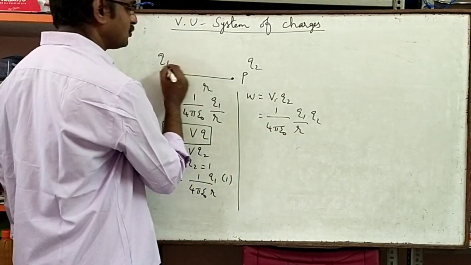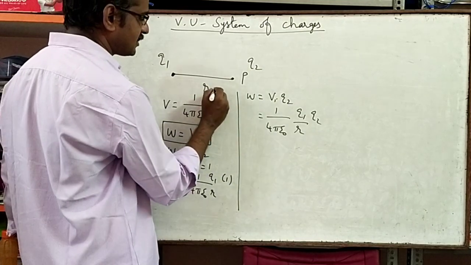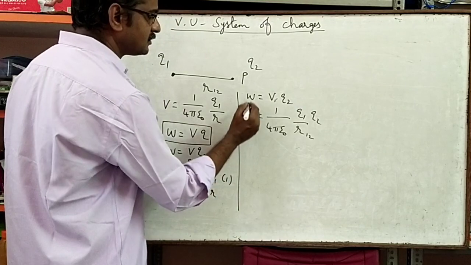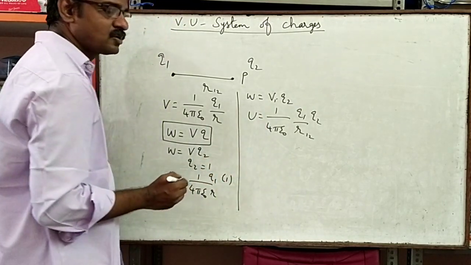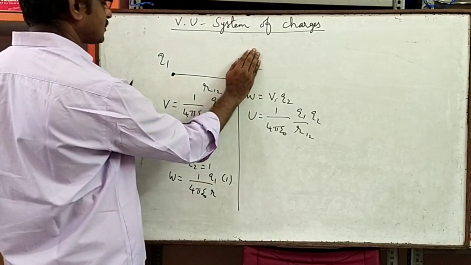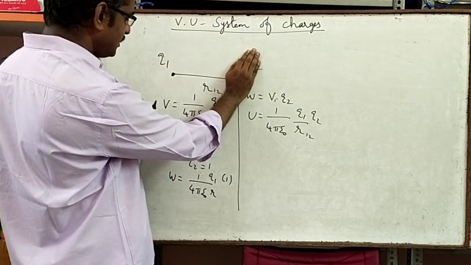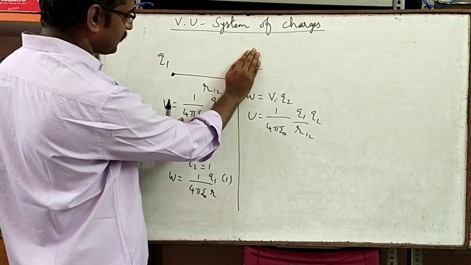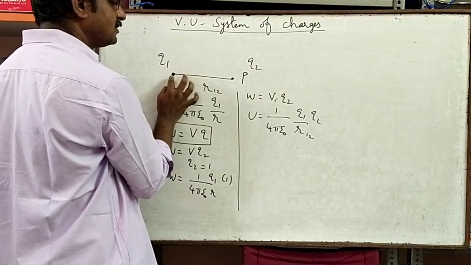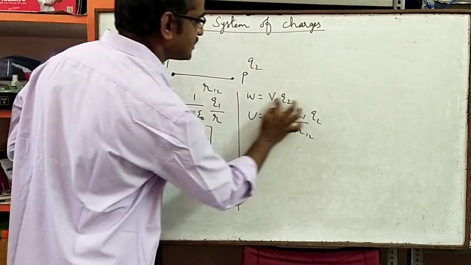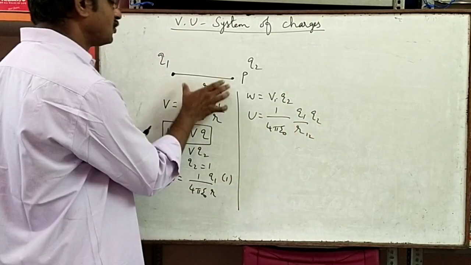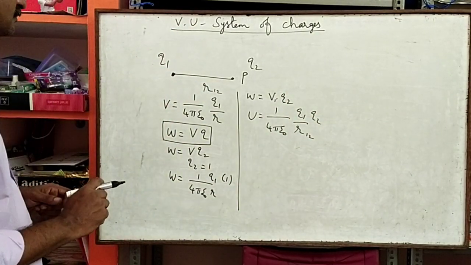There are two charges Q1 and Q2, so let us take the distance between the two charges as R12. This work done is stored as electrostatic potential energy of the system. When there was only one charge, electric potential V is equal to 1 by 4 pi epsilon naught Q1 by R1. When there are two charges, the electrostatic potential energy of the system is U equal to 1 by 4 pi epsilon naught Q1 Q2 by R12, the distance between these two charges.